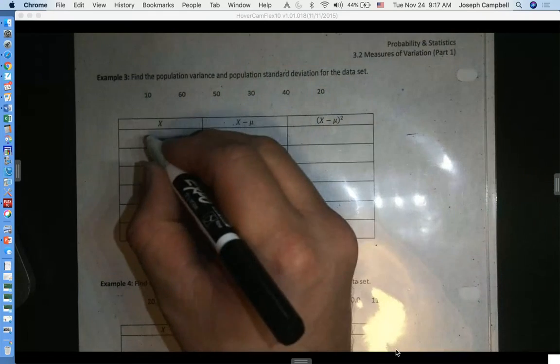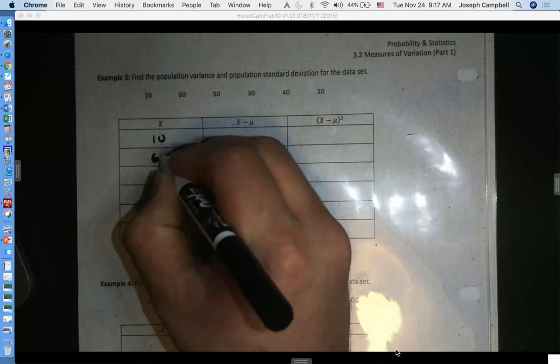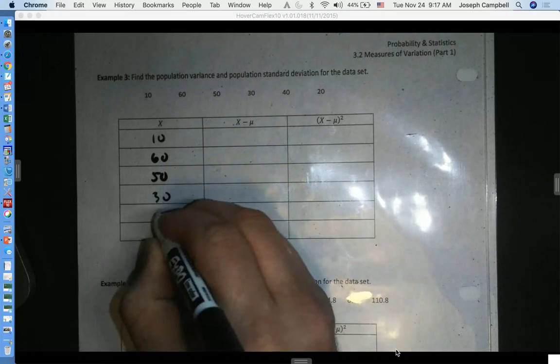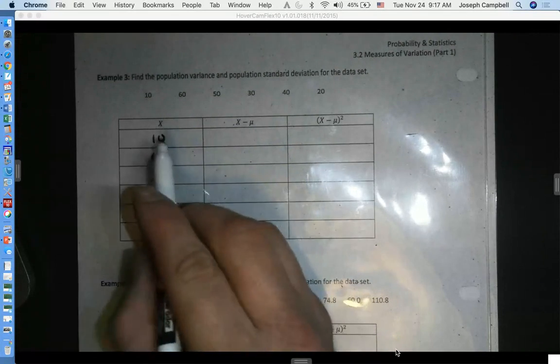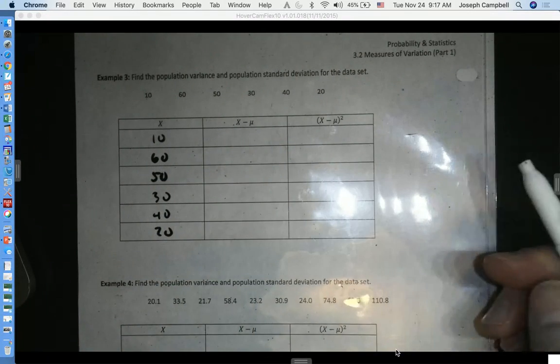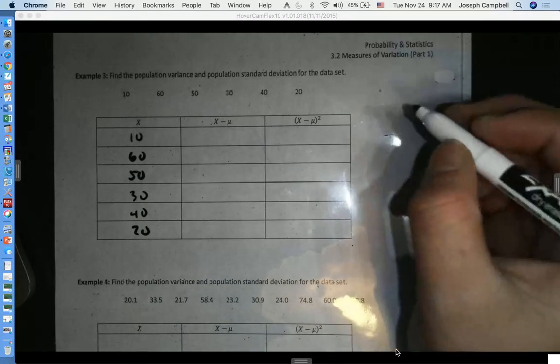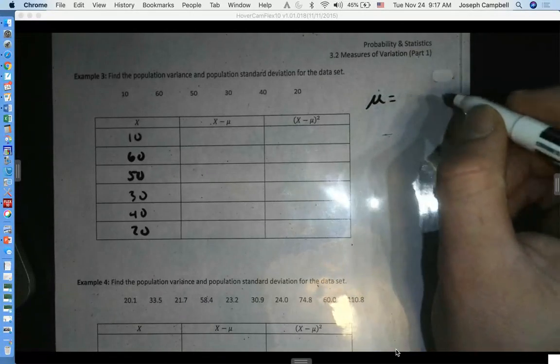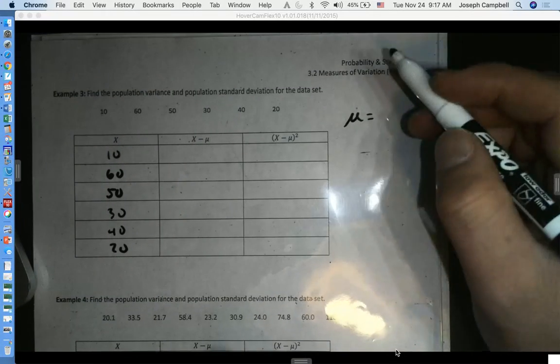So let's write these down. 10, 60, 50, 30, 40, 20. Okay. Find the population variance and population standard deviation for the data set. That's easy enough. So first thing we do is calculate the mean. This is a population. It's a very small population, but it can be a population. It all depends on how you define it.